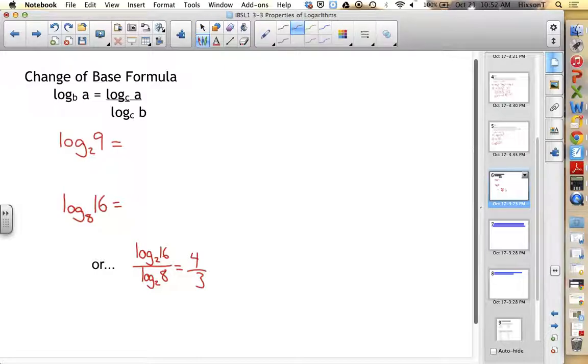So before we get into using it where we're doing things that we can do on our calculator, just be aware you don't have to go to base 10 or base e. This works for any base.